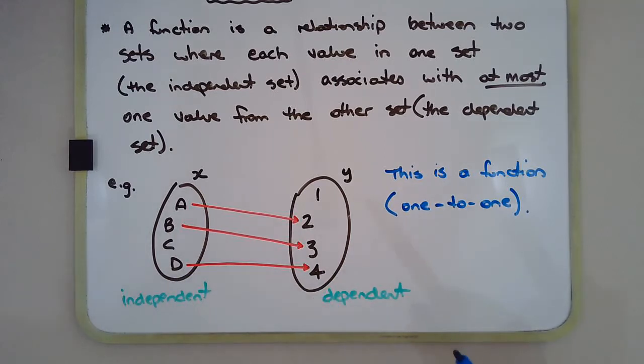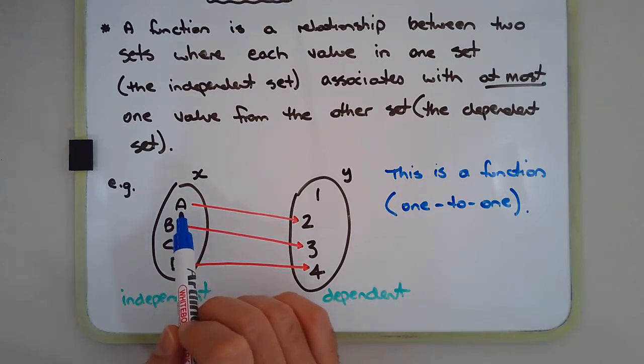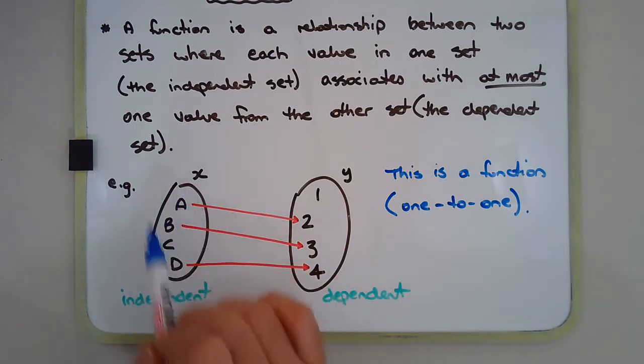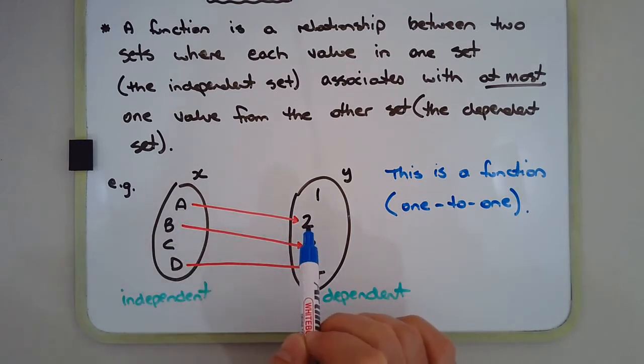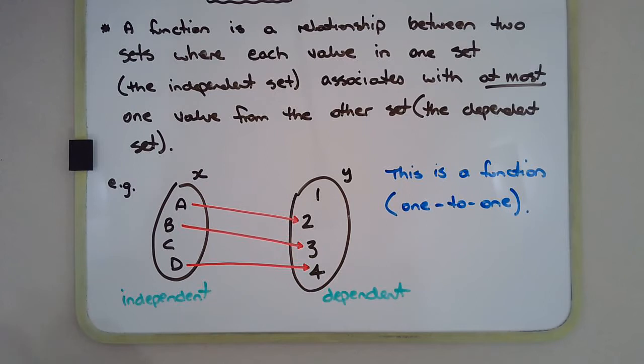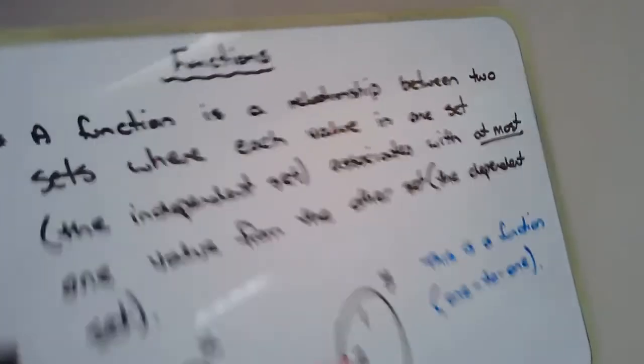Now this is an example of a function because every value, or at least every value in the independent set, associates with no more than one value in the dependent set. Okay, so A associates with 2, B associates with 3, C doesn't associate with anything, and that doesn't matter as long as it's no more than one value in the dependent set. So this is an example of a one-to-one function. In other words, one value in X associates with no more than one value in Y. Let's have a look at another example.